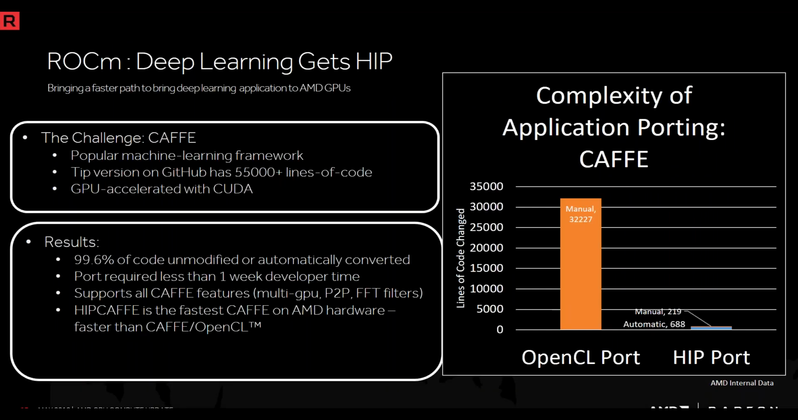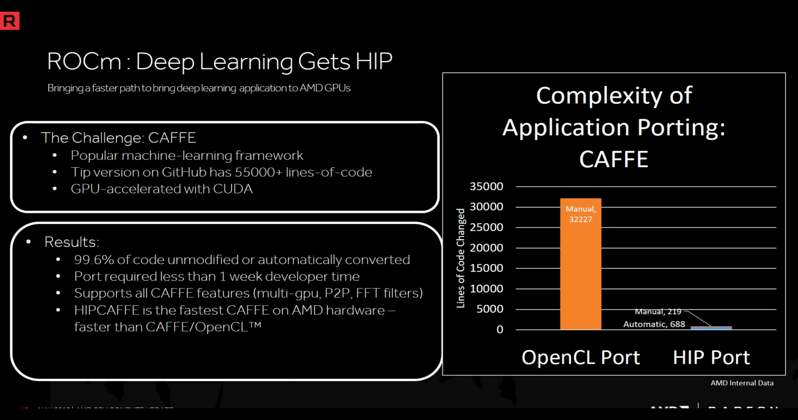Okay, now let us move on to deep learning and see how this has enabled some of the deep learning stack. One example we have shown is how easy it is to convert a deep learning framework like Caffe into HIP code. GitHub Caffe has about 55,000 lines of C++ code, and it is GPU accelerated with CUDA and cuDNN.